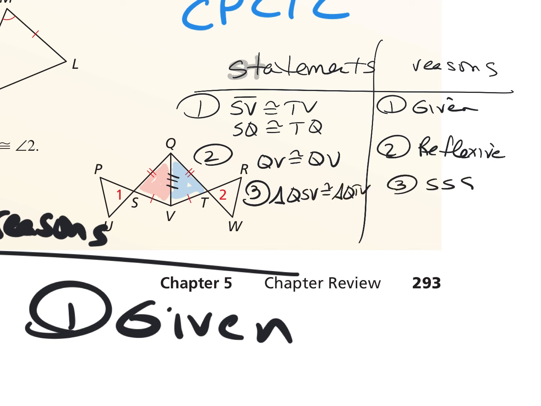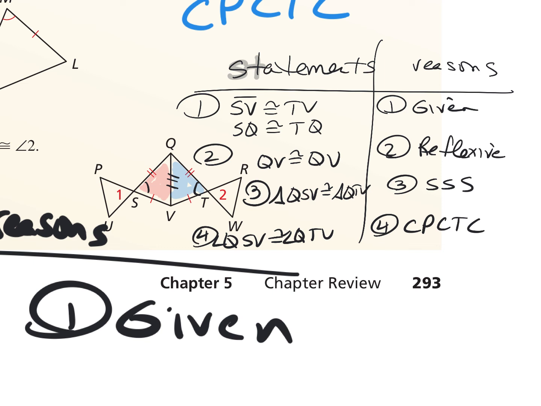Now what I'm going to do is show that I've got this angle here congruent to this angle here by CPCTC. So I got to name it with 3 letters. So I can now say that angle QSV is congruent to angle QTV, and this is CPCTC, because the triangles are congruent, so all the other parts are congruent.